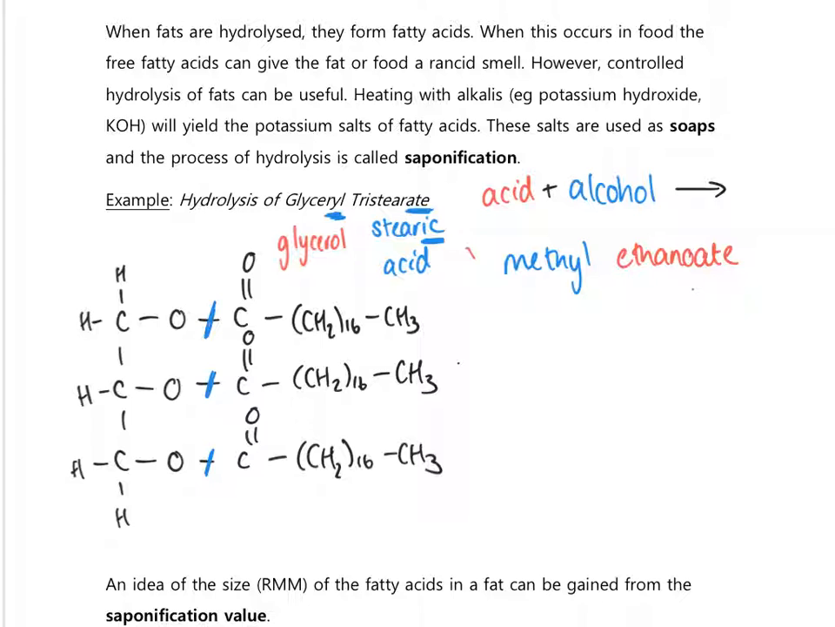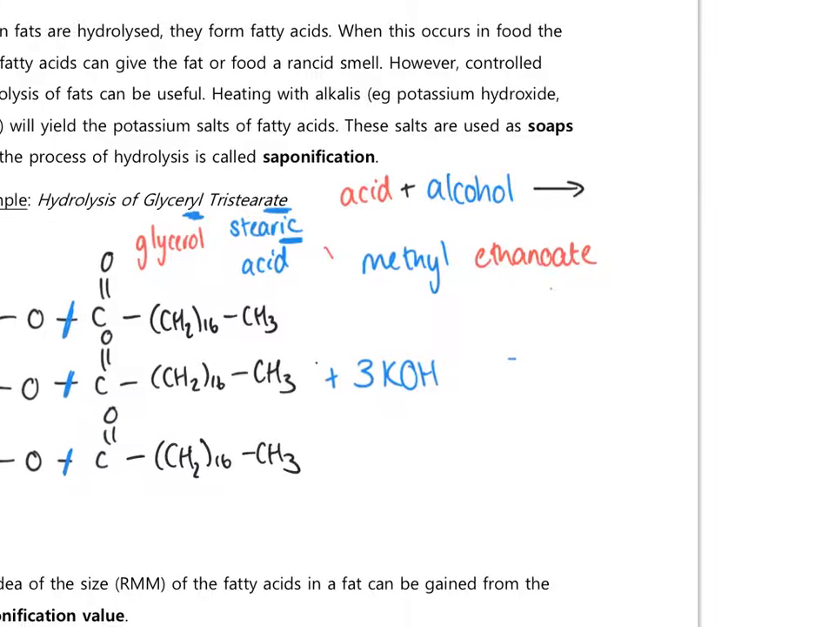Okay, so I'm going to write it as a reaction with potassium hydroxide. How many potassium hydroxides do you think I'm going to need? 3, because I've got 3 ester bonds to break. So for every 1 mole of glyceryl tristearate I need 3 moles of potassium hydroxide. So what am I going to get back on this other side? Glycerol and 3 stearic acids.